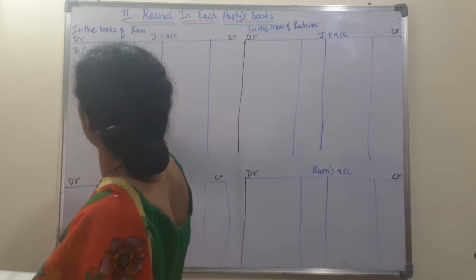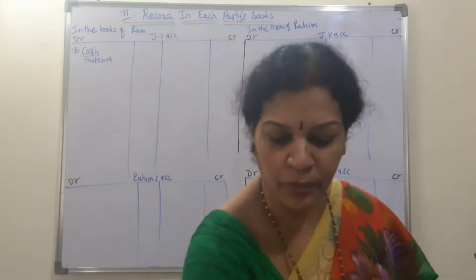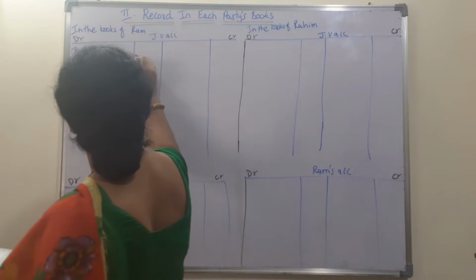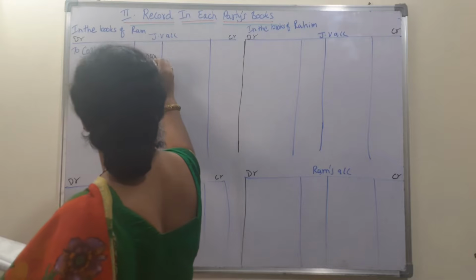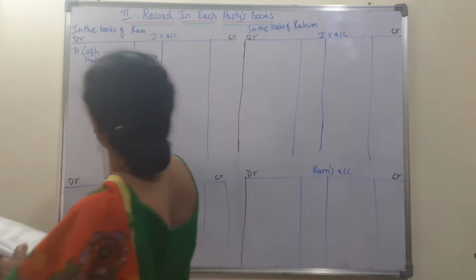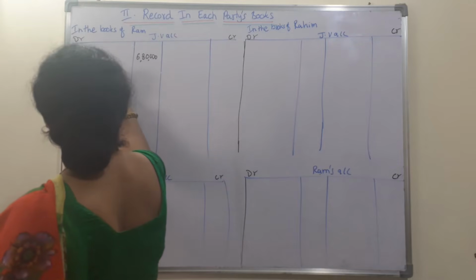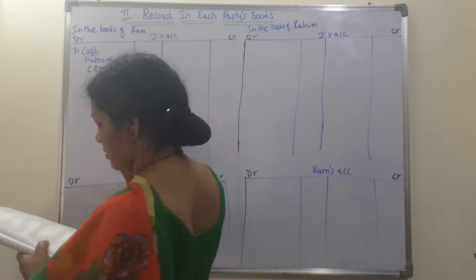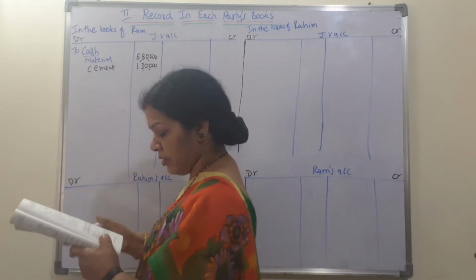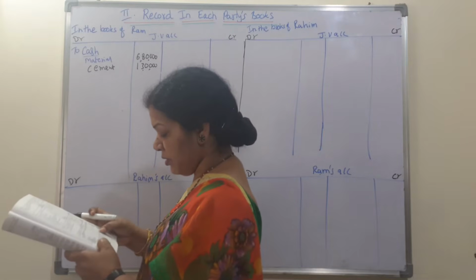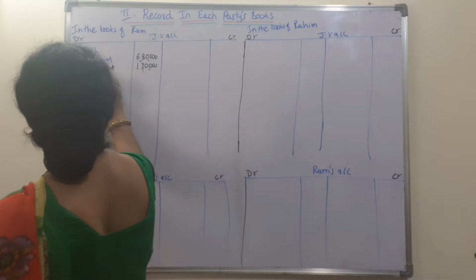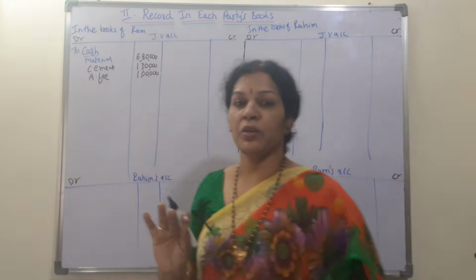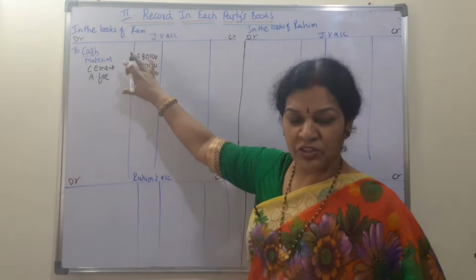One is material, 6 lakh 80. Then cement, 1 lakh 30. Wages not there. Architect fee is here, 1 lakh. These are the expenses of Ram. So we said to cash, and under that we have written.